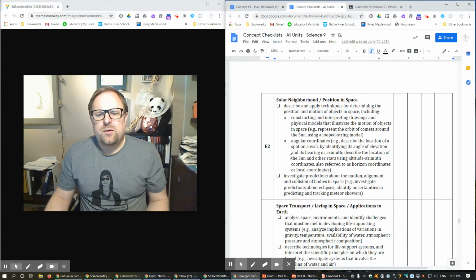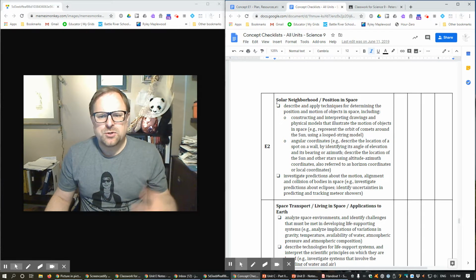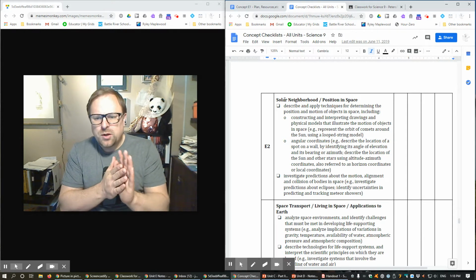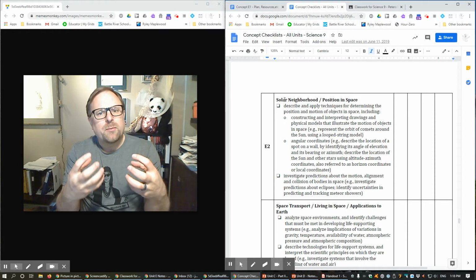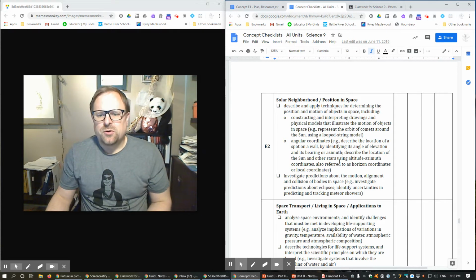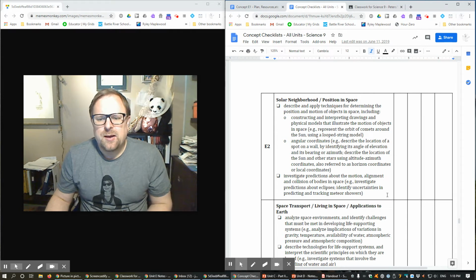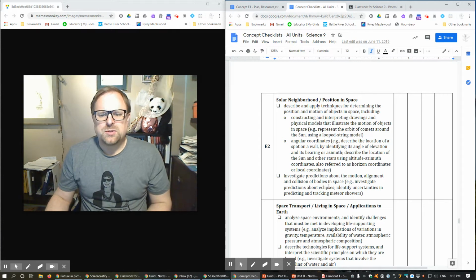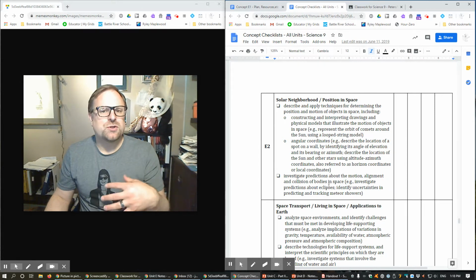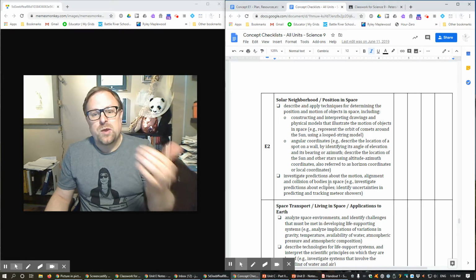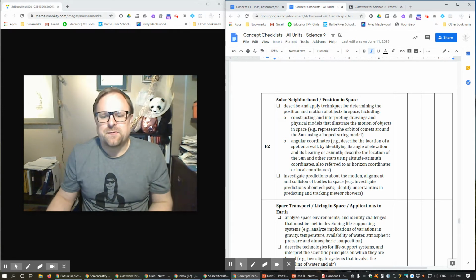The second one, concept E2, will be next week. We'll look at what's going on in our solar neighborhood, the area around us, and how we can talk about things that are up in space. So you'll learn about terms like azimuth, and try to tie in some of the tools that we look at in E1 to this. We'll also talk a little bit about the motions and predictions of motions and alignment in space. And some of the videos you're going to watch this week will outline little bits and pieces of that.